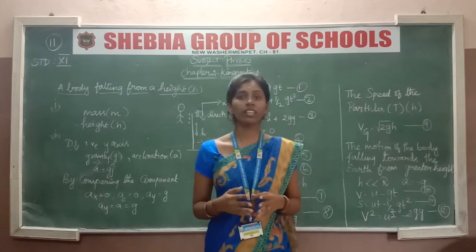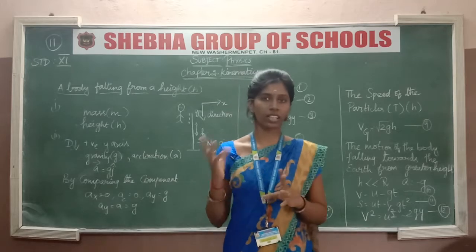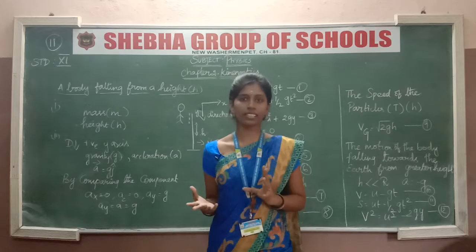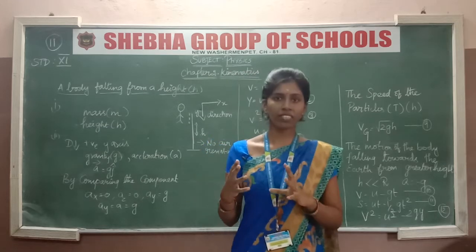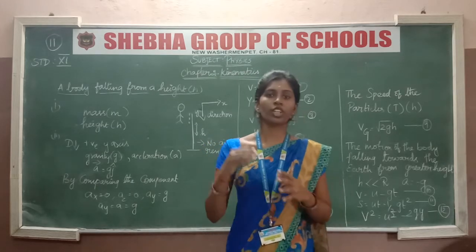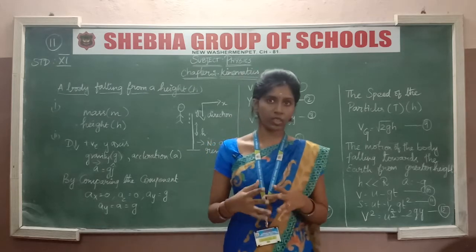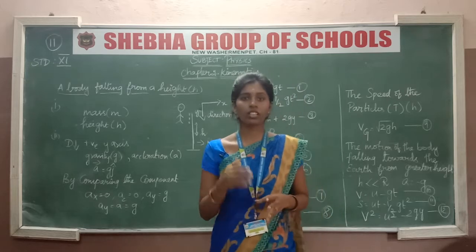Okay? There is no air resistance in this circumstance. When there is no air resistance, we measure the height, how much height there is, how fast the acceleration is, and the velocity, the speed over the distance. So we measure that.